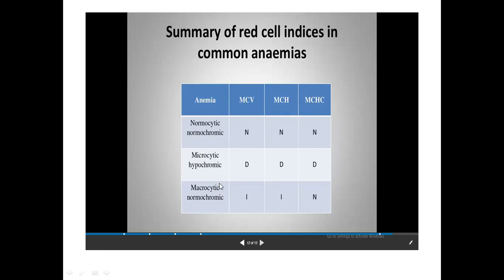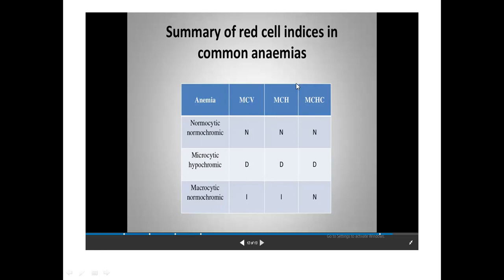Then in macrocytic normochromic anemia, the mean corpuscular volume is increased. So there's an increase in size of the blood cells, macrocytic, but the color index is normal. So the mean corpuscular volume is increased, mean corpuscular hemoglobin is increased, but the mean corpuscular hemoglobin concentration is normal. That is why it is normochromic, because the color index will be normal also. So that is everything you need to know about the red blood cell indices.